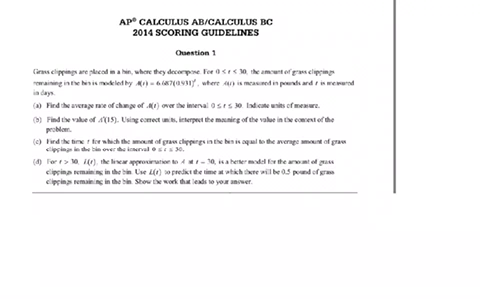All right, let's go. Grass clippings are placed in a bin where they are decomposed. For times between 0 and 30, the amount of grass clippings remaining in the bin is modeled by A of t equals 6.687 times 0.931 raised to the t, where A(t) is measured in pounds and t is measured in days. Find the average rate of change of A(t) over the interval 0 to 30.